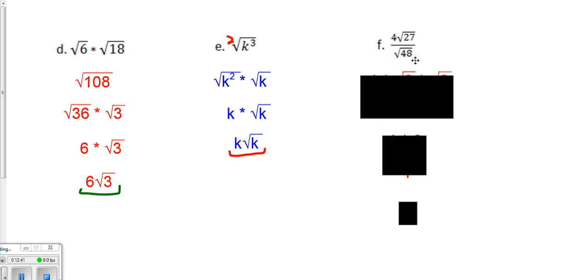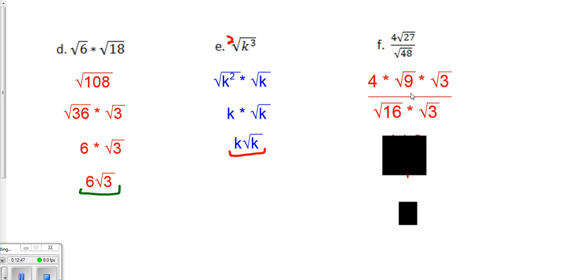Now let's look at F. We have 4 square roots of 27 all over the square root of 48. And we can break down both of those on top and bottom. 4 square roots of 27, well 27 is 9 times 3. Again, I use 9 because we do know that square root. 48 is 16 times 3. So square root of 16 times square root of 3. And we know the square root of 16, so that'll help us break things down.